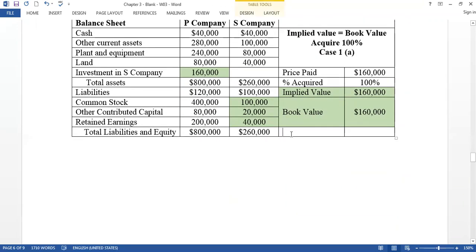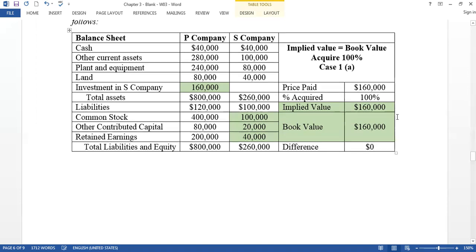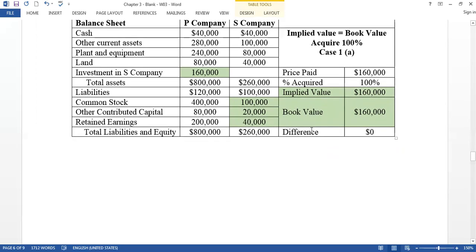So here, the difference is 0. If the difference is 0, it means that the question is very easy. We do not have any non-controlling interest. But your question may not be easy like this. But to see another situation, we should first know how to handle it if there is no difference.